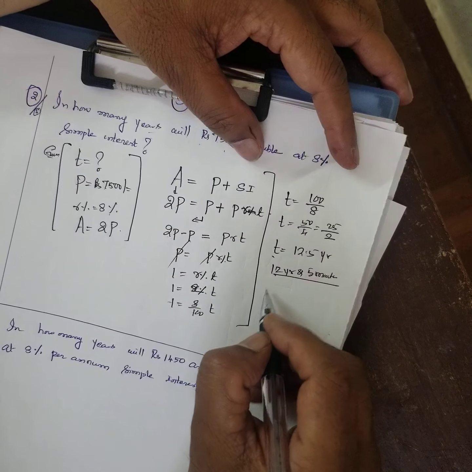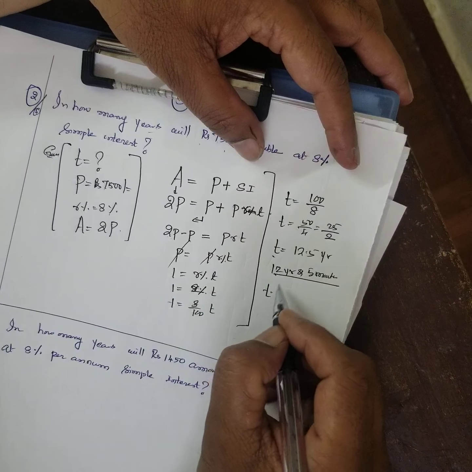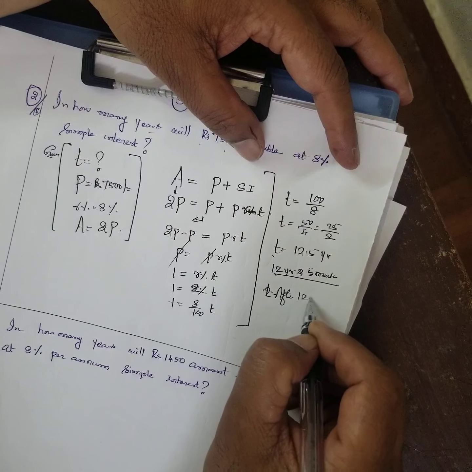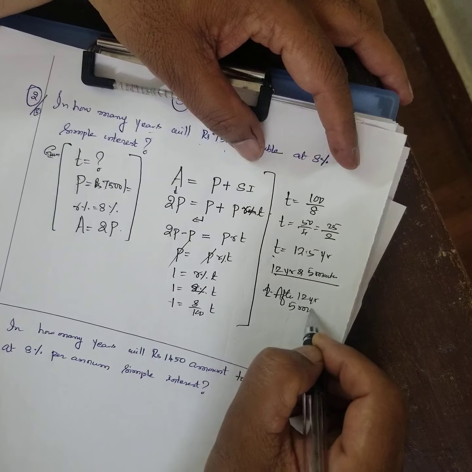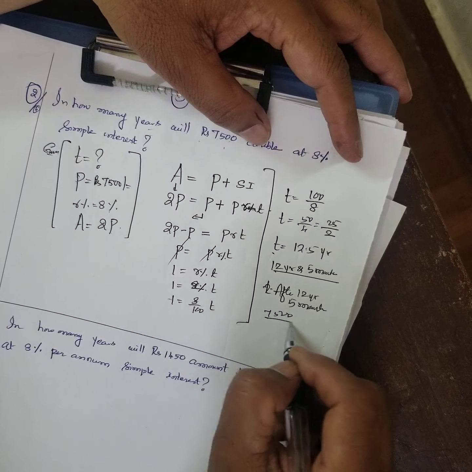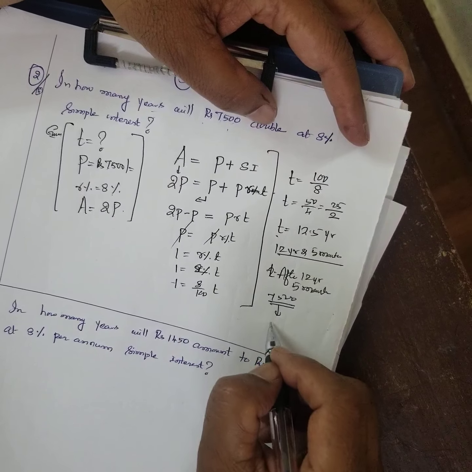Therefore, it will take 12 years and 5 months for 7,500 to become double. Double means how much? 15,000.